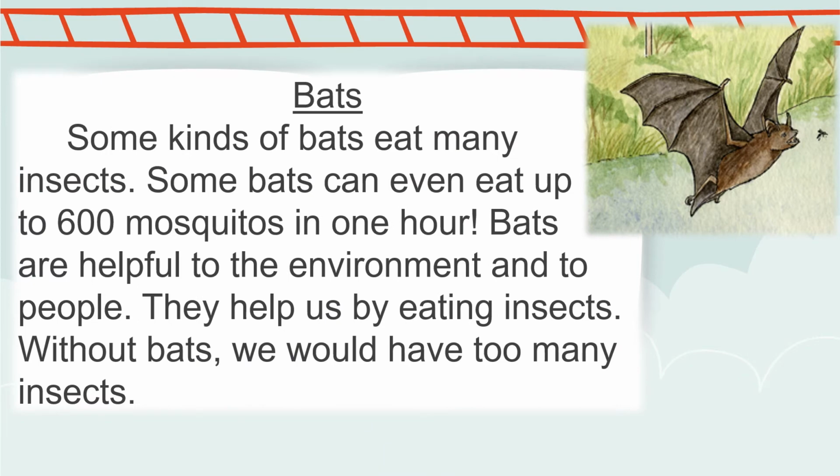So when I look at the text, I see a picture of a bat who's eating an insect. That's my illustration. And the title of this text is Bats. It says, some kinds of bats eat many insects. Some bats can even eat up to 600 mosquitoes in 1 hour. Bats are helpful to the environment and to people. They help us by eating insects. Without bats, we would have too many insects.